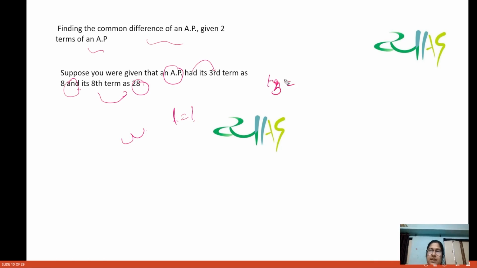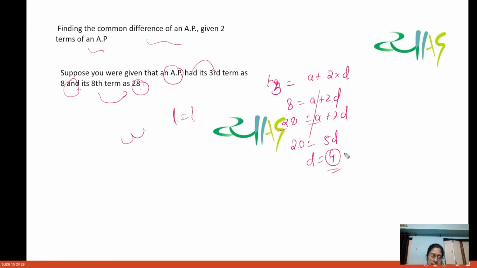T3 is given you a plus n minus 1 d, that is 2d. Okay, so 8 is equal to a plus 2d. Similarly, this 28 you can write as a plus 7d. Now you will cancel this a. Now you will have this 5d. Now you will subtract this 20, and then you will have what? You will have 4 as the common difference.